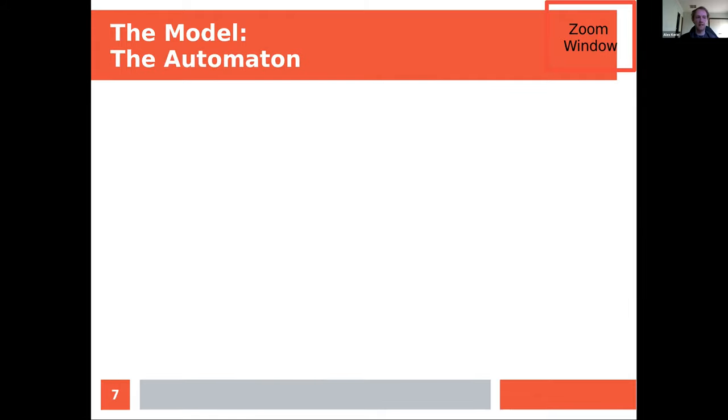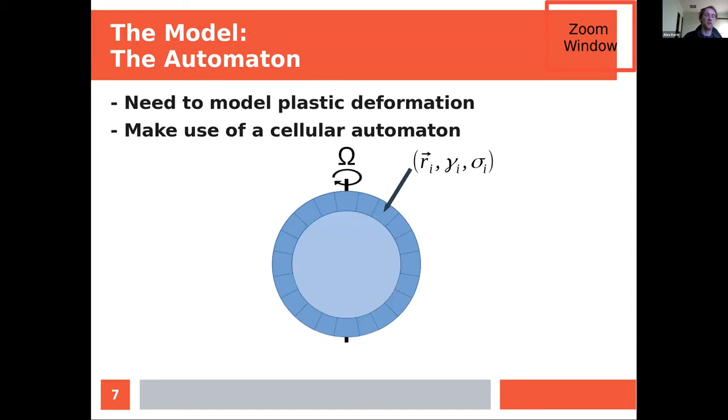However, that is modeling the elastic deformation due to spin down. We still have to model the plastic deformation due to mechanical failure, the crust cracking. And we do this by making use of a cellular automaton. So we define our star and we break up the crust into a large number of discrete cells. And for each cell, we track the position, r, the current strain, gamma, and the breaking strain, sigma, throughout the evolution of the system.